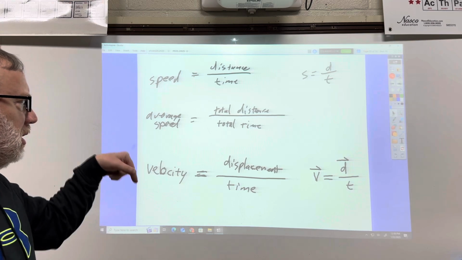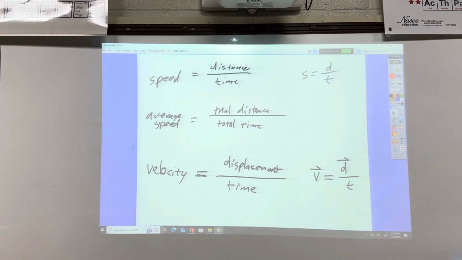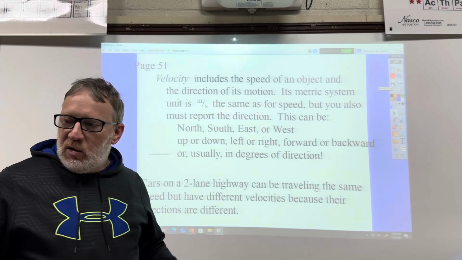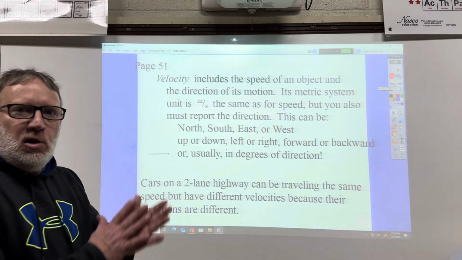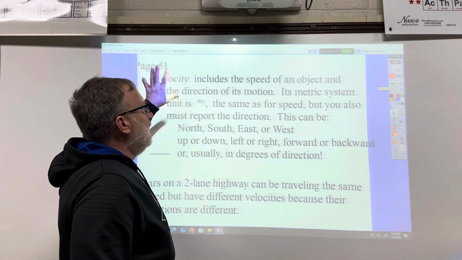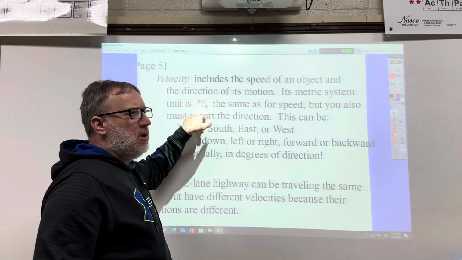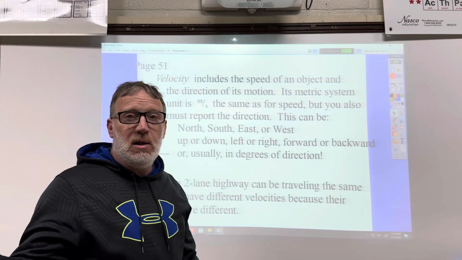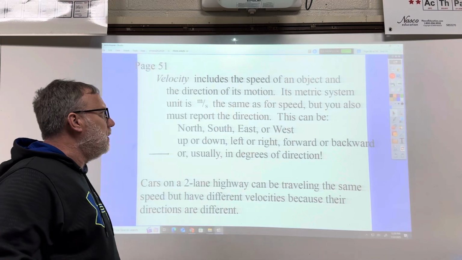Okay, so we were doing distance over time is velocity or speed. We did page 51. Well, we did section 1. Page 51 starts section 2. I just want to talk about a couple things with you. Velocity is the speed and direction. It's meters per second usually, although we've used kilometers per hour, and we used centimeters per second in the lab. Usually it's meters per second.